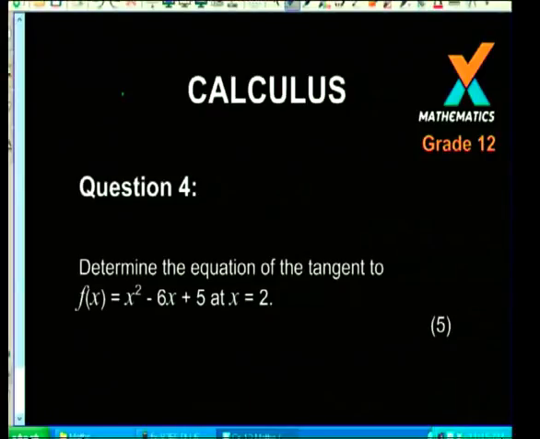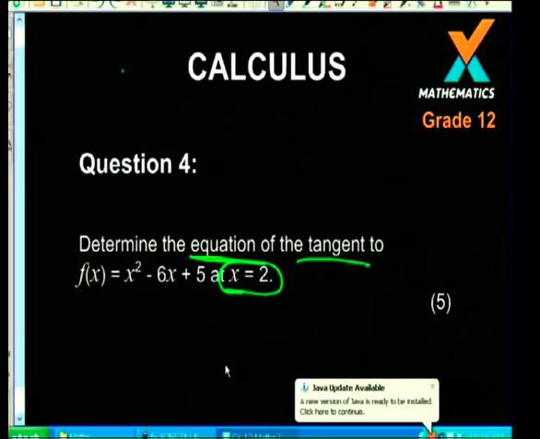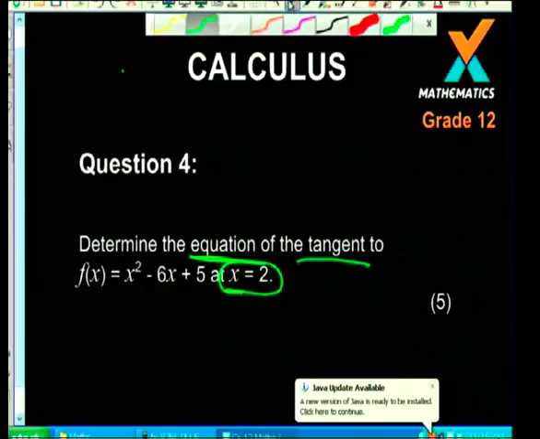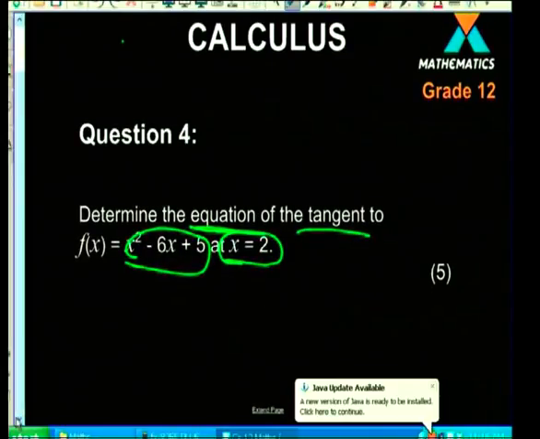The next question is a start of a section of calculus which is called applications. But let's really look at it. Determine the equation of a tangent to f at x equal to x squared minus 6x plus 5 at x equal to 2. Before you can even attempt this question, guys, you need to ask yourself, what type of graph is this? It's a parabola. So let me really explain to you what it really means.